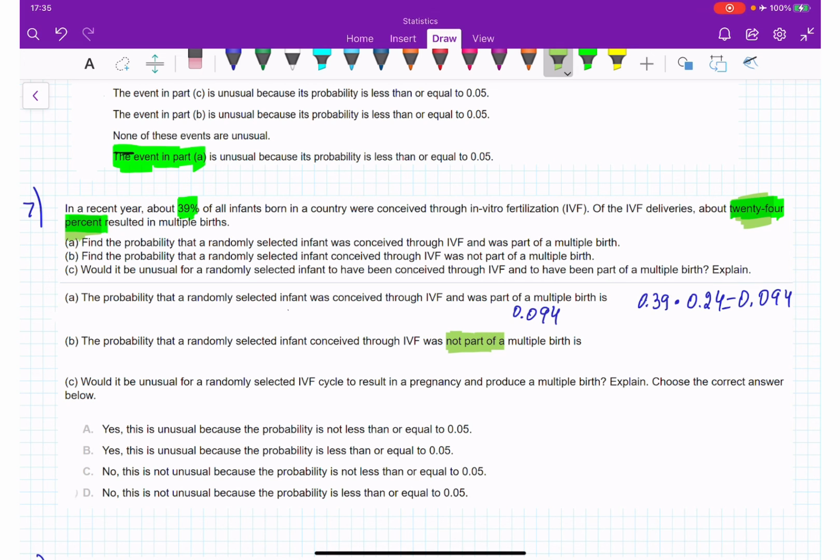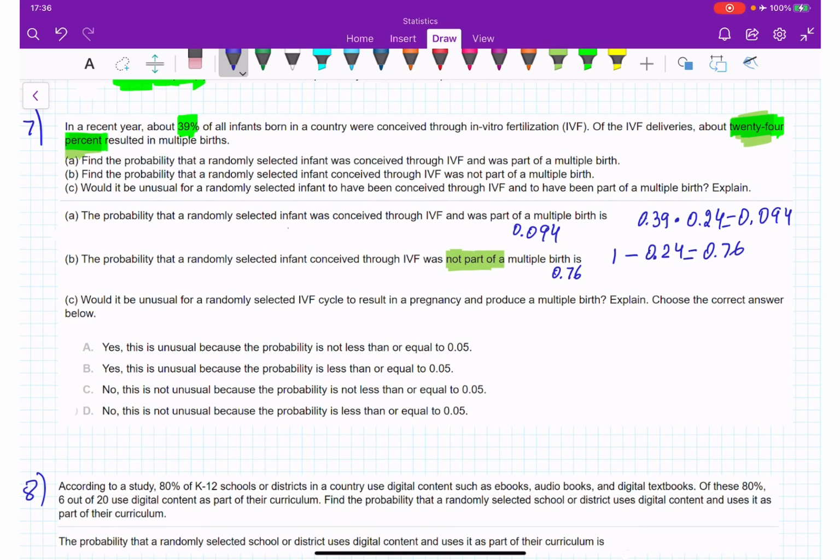Now, question B: the probability that a randomly selected infant conceived through IVF was not part of a multiple birth. So was not, meaning this is going to be a complement. What we're going to do is 1 minus the multiple birth, which was 0.24, right? Minus 0.24 is going to be 0.76. This is B.